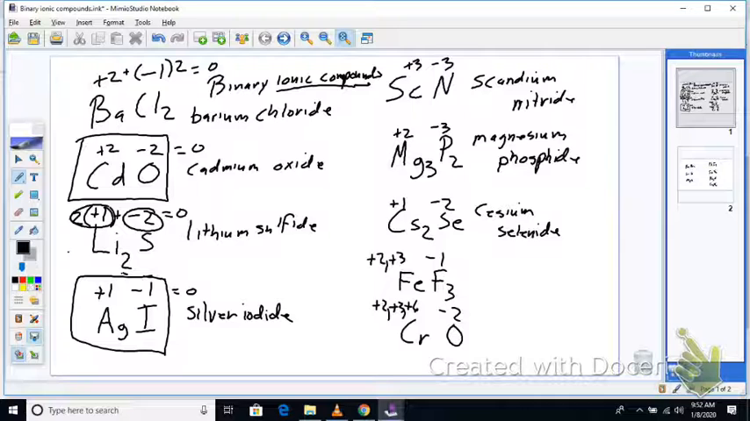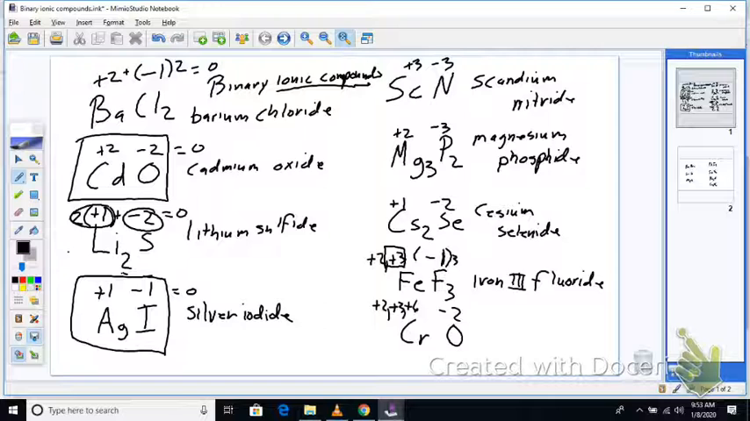A 3. Okay, so let's see why a 3. They're saying this should be the charge. Why is it the charge? Because it has a 3 subscript, and if I take that 3 and multiply it by this -1, it gives me a charge of -3. Iron, I got one of them. What charge does iron have to be? It has to be a +3. So you would say iron 3 fluoride. Does that make sense?